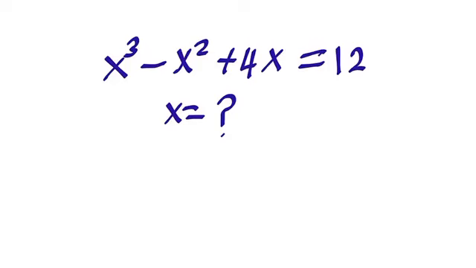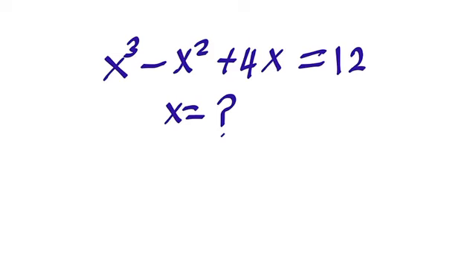Hello, welcome. Let's solve this Olympiad math problem. We have x to the power of 3 minus x to the power of 2 plus 4x equals 12. So what's the value of x? Now, what are we going to do?